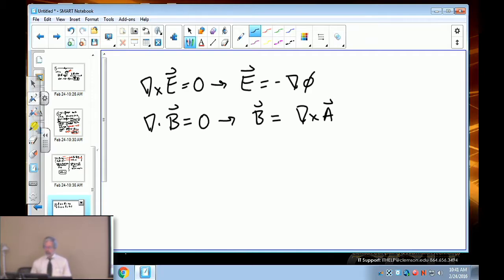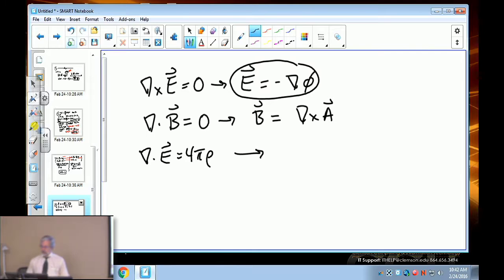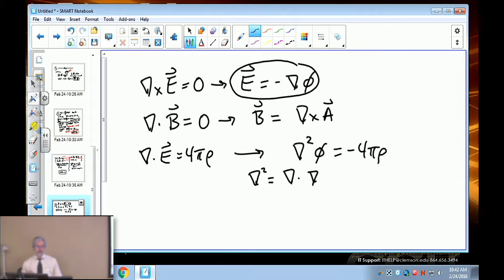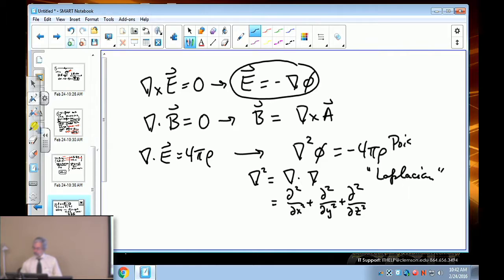Okay, so you can plug these into the source equations. So the divergence of E is 4 pi rho. If I now express it in terms of phi, this becomes the Laplacian of phi, which is the divergence of the gradient. It's minus 4 pi rho. The Laplacian is the divergence of the gradient. In Cartesian coordinates, it looks like the sum of second derivatives, like this. That's the Cartesian form of what is called the Laplacian. And this equation is called Poisson's equation.